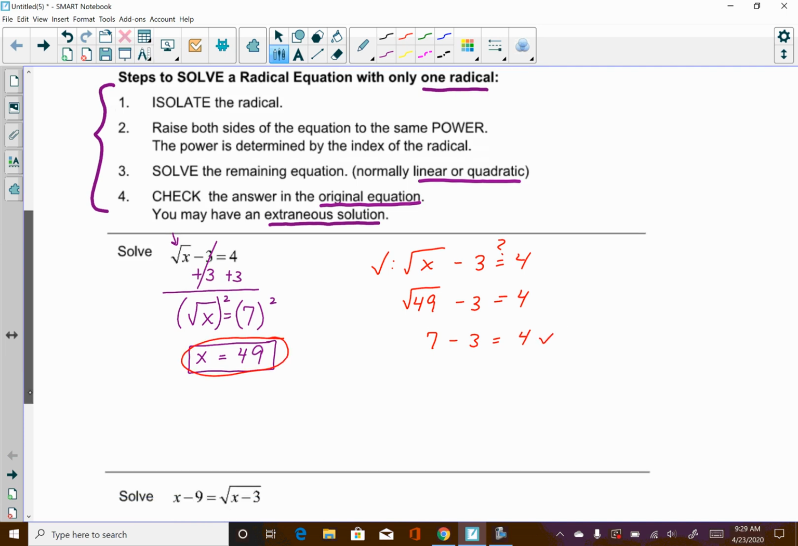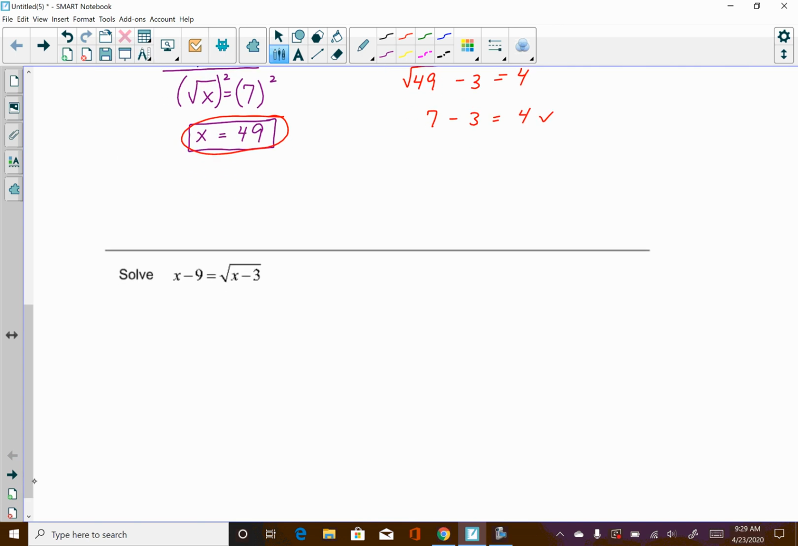All right. We'll step it up a notch in the next one. So you'll notice here in this next problem that the square root is already isolated. It's already by itself, so you're ready to get rid of it. Since it's a square root, we're going to square both sides. Whatever we do to one side, we're going to do to the other. So we'll square over here, square over here.